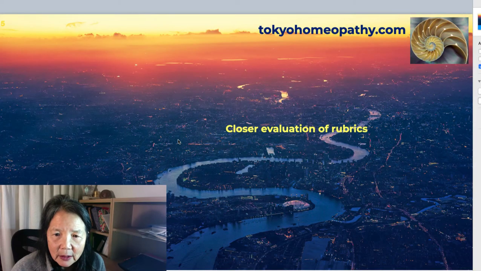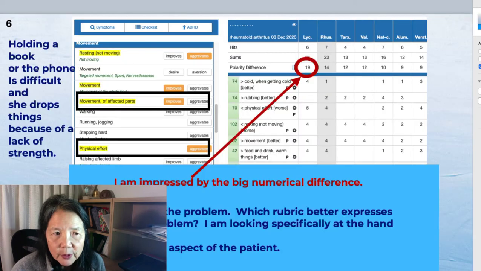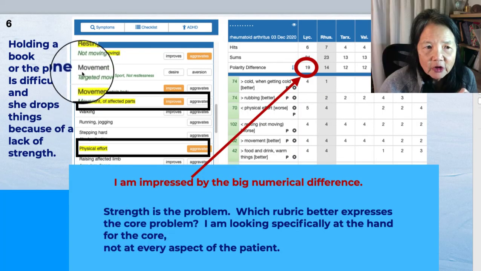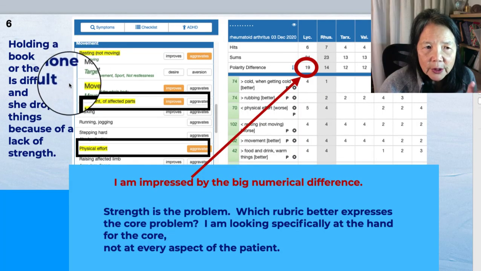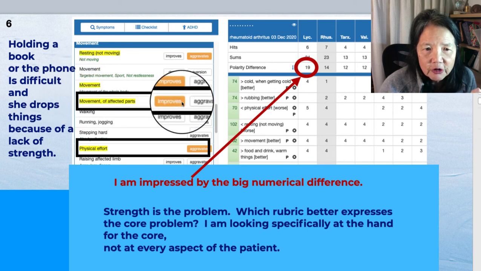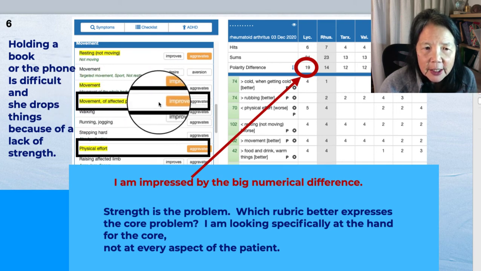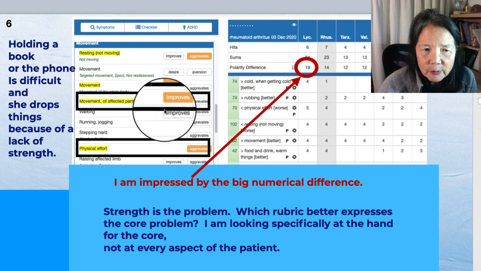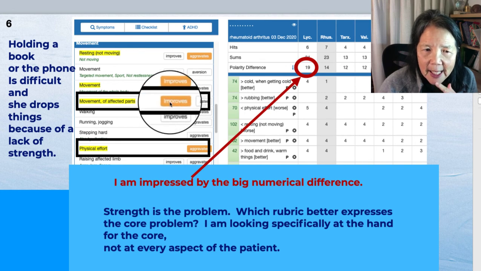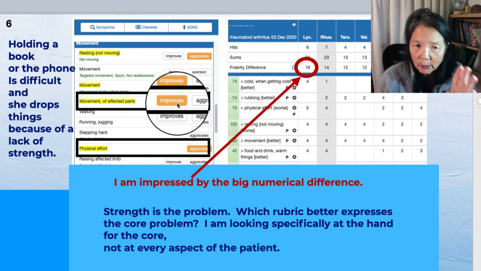We're going to talk a little bit about the difference between plants and minerals. We're going to look at a closer evaluation of my rubrics. Actually, it was the holding of the phone or a book. She felt that she was better when she moved her affected parts. So that's the hand we're talking about here.